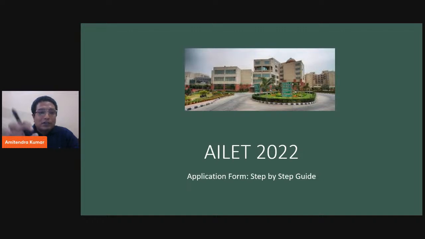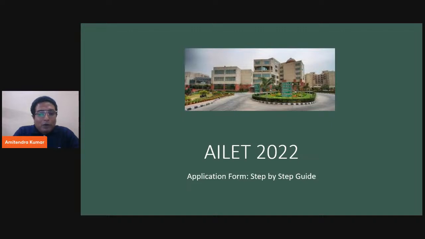So we all know there is a change in the exam pattern. I'll take a little bit of time still over here to talk about that, and then we'll go ahead with the form filling process. So let's go ahead and understand what exactly this change is all about.